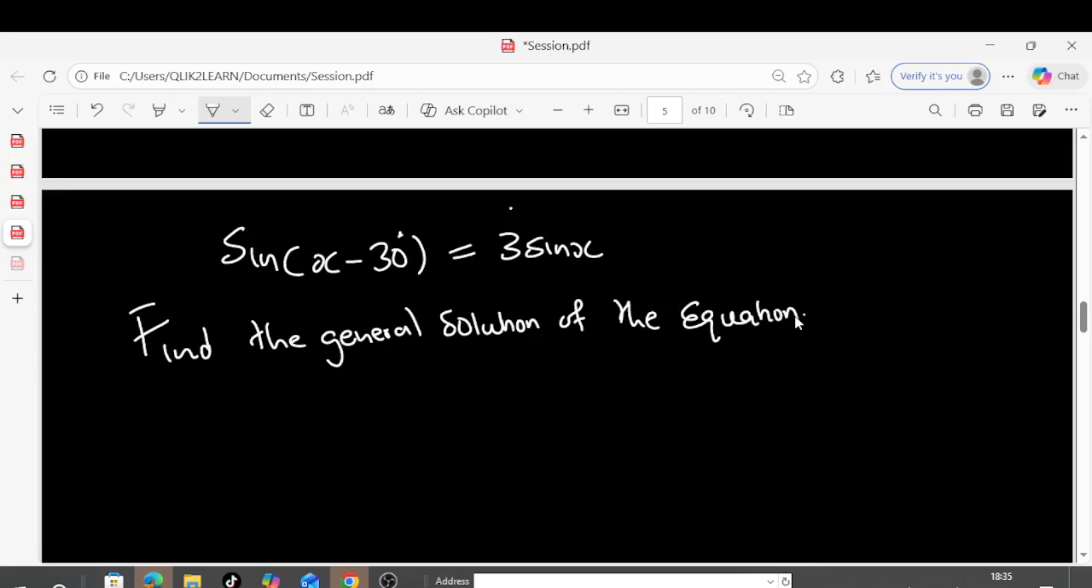General solution. You have it like this. What comes in your mind? Do we solve the identity first? Yes, we need to solve the identity. That's correct. We need to first start by solving the identity. But what is the first thing that you're going to do when you see this type of a problem?